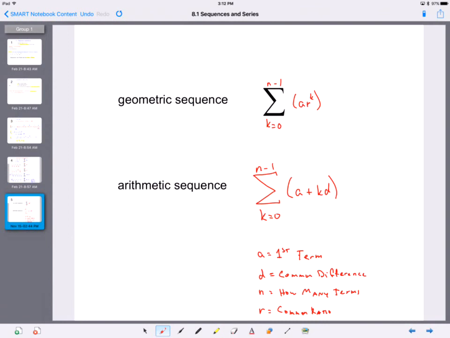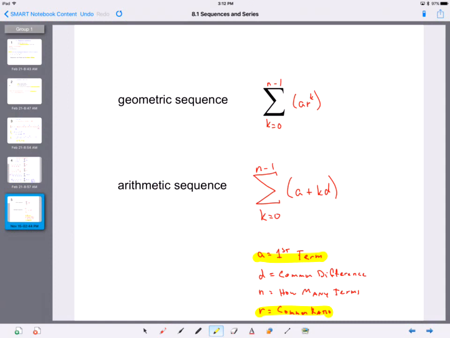Geometric sequence, the formula for that is A times R raised to the K. A represents the first term. The information is down here. And then the R is the common ratio. So what is being multiplied when you do that? Now on this formula, it's actually starting at K equals 0. So you would use this when K would be equal to 0.